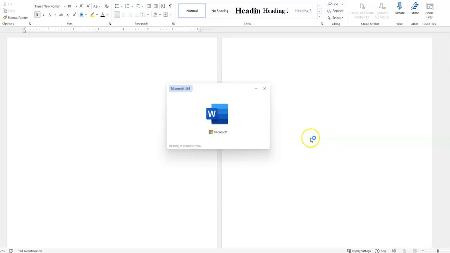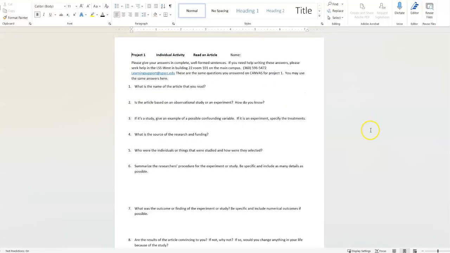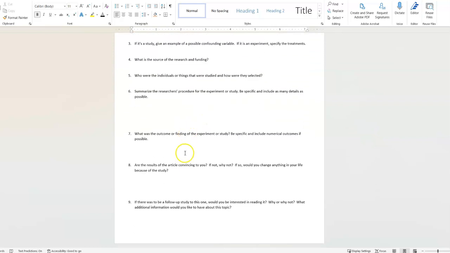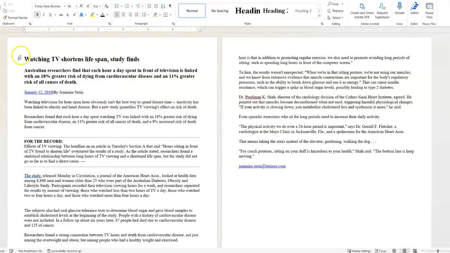And I'm going to just walk through what the questions are and what to expect when you're looking at this article. These are the questions that you see, but they are in quiz form when you do your project, but these are the same questions. So the first question is just, what's the name of the article you read? And when I look at this, the name of the article is Watching TV Shortens Lifespan, Study Finds.